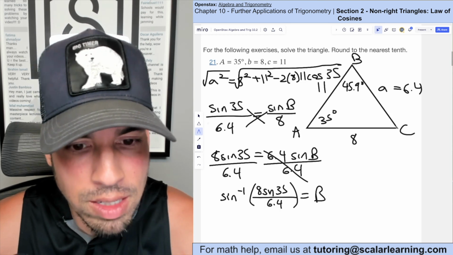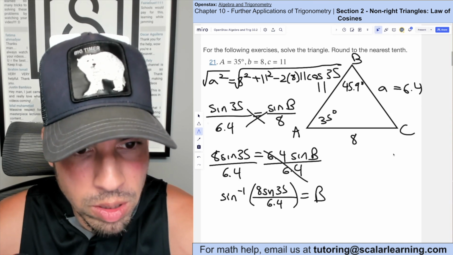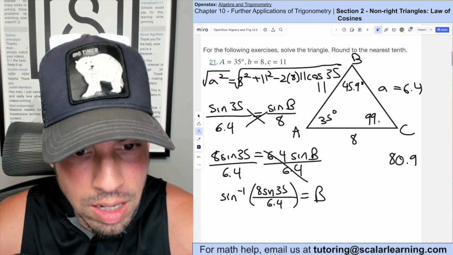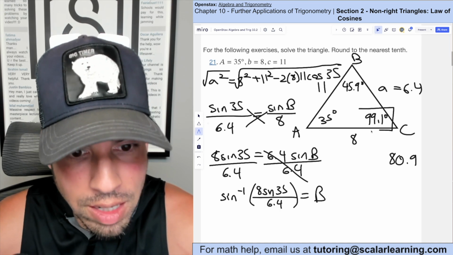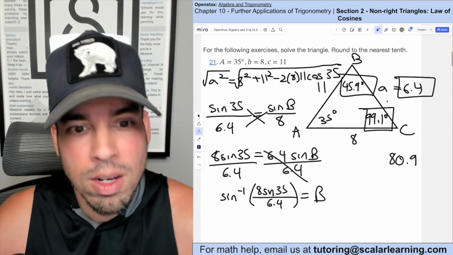And the nice part about that is then we can find C just by using the triangle angle sum theorem. 35 plus 45.9 is 80.9, which means this has to be 99.1. That's C. So we have 99.1 degrees, 45.9, and then the missing side of 6.4. That's how you do it.